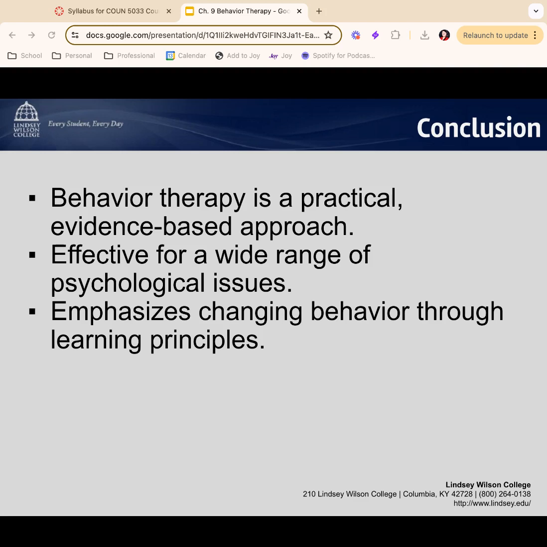I work in substance use, and so behavior therapy is often something that I do resort to. And it is something that you can see changes almost immediately as long as the client is bought into it. So, I hope this has given you a good overview of behavior therapy.